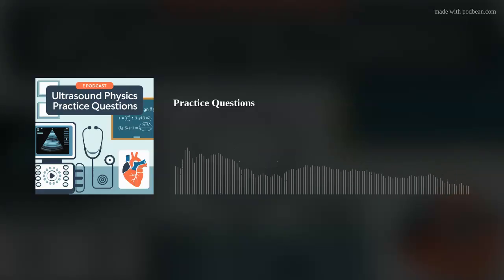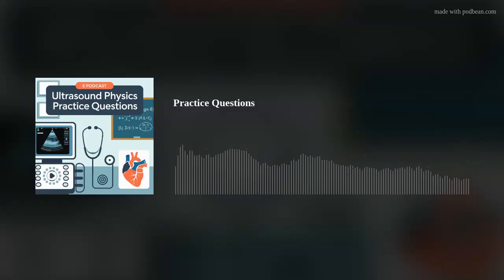Are there other types of artifacts I should be on the lookout for? Oh yeah, absolutely. There's shadowing, which happens when something really dense, like a bone, blocks the beam. It's like a shadow from a flashlight. And then you've got edge artifacts. These pop up when sound waves bend around curved structures, so you get these bright or dark lines at the edges. It's a bit like how a straw looks bent in a glass of water. The key is being able to spot these artifacts so you don't mistake them for something real. Wow, so ultrasound can be pretty deceptive sometimes.